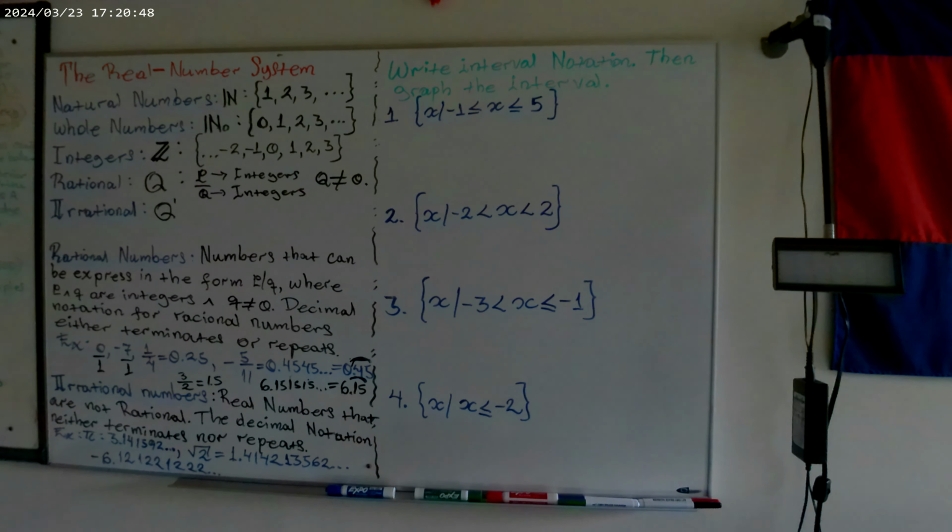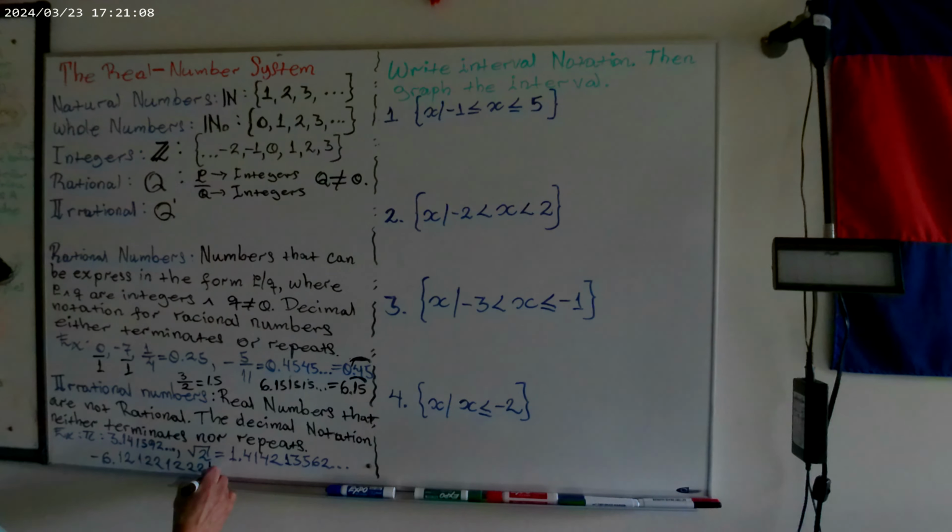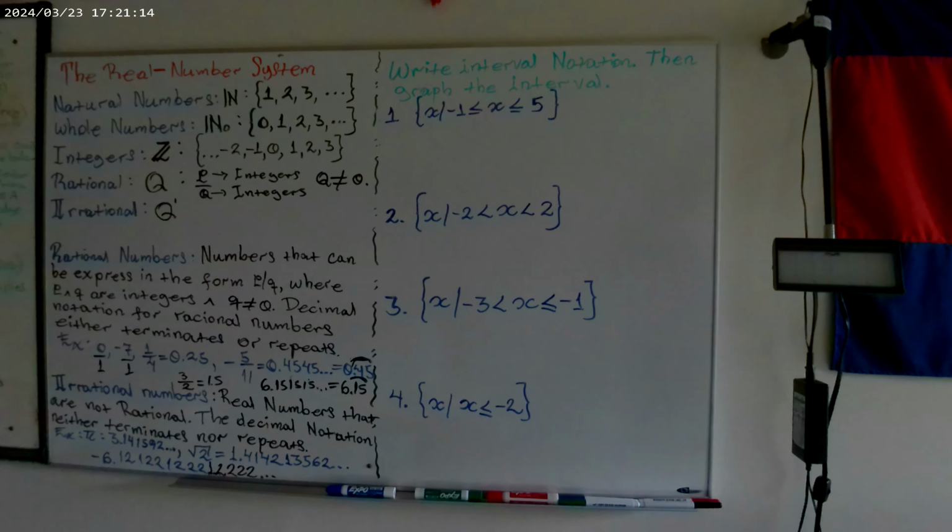Another example of an irrational number is minus 6.12122122212222. As you can see in this example, you see 1, 2, and then 1, 2, 2, and then 1, 2, 2, 2, and obviously the next will be 1, 2, 2, 2, 2, and so on. So this is an irrational number. Why? Because its decimal part does not repeat.